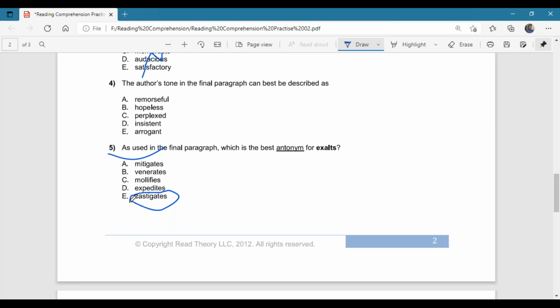Castigate means to criticize. Exalts means to praise someone. Castigates means to criticize someone. So both are opposites to each other. So that's the reason we call castigates the right answer. Consider castigates as the right answer.